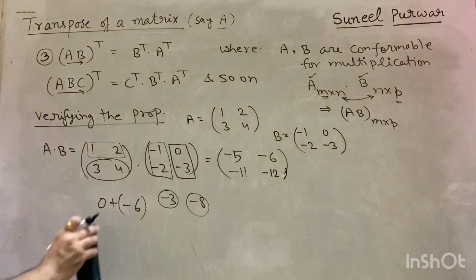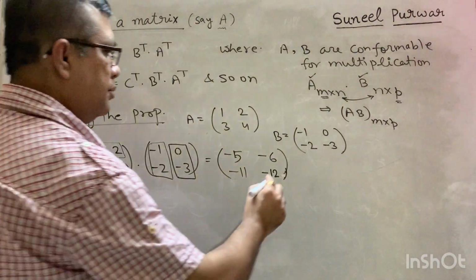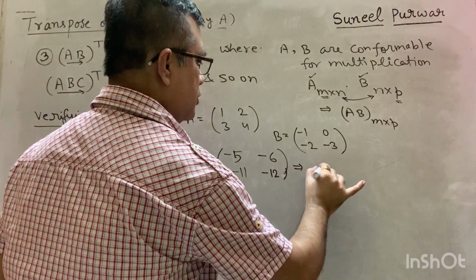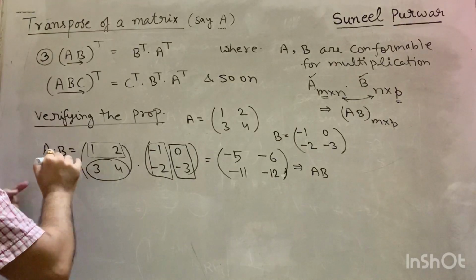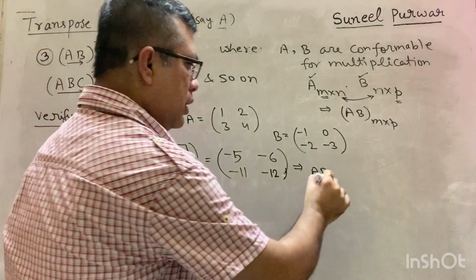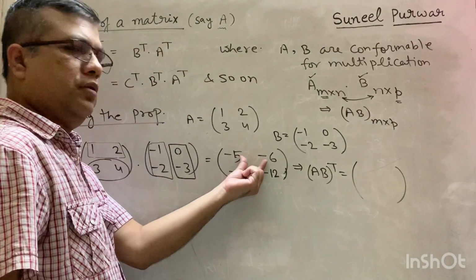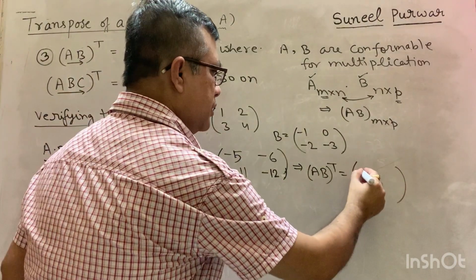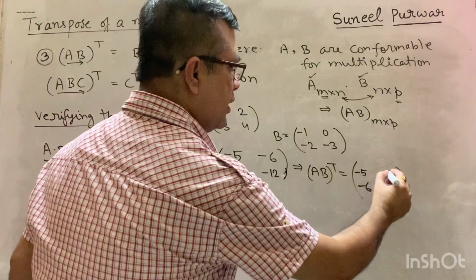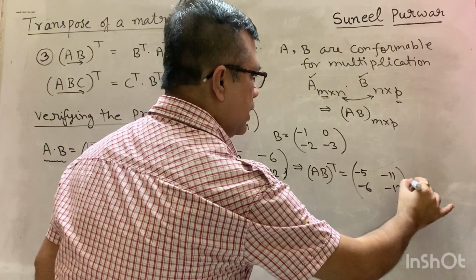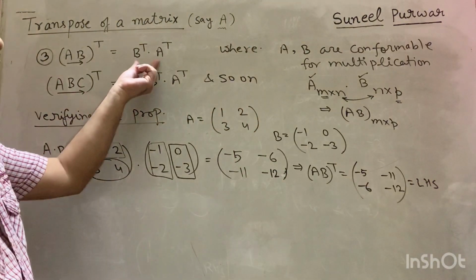Now, so let me write now the transpose of AB. Implies transpose of AB. So this is your product AB. Okay, here it is. Product of AB. It is this. Let's write the transpose of that. So first row will become first column, -5, -6. Then the second row will become the second column, -11, -12. And this is your LHS. Keep it on hold and go to the RHS.